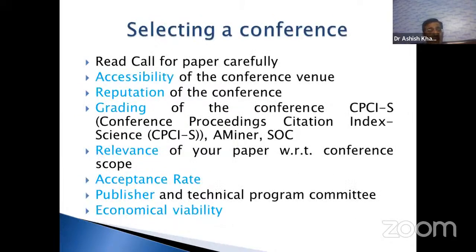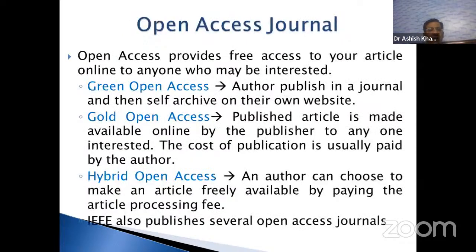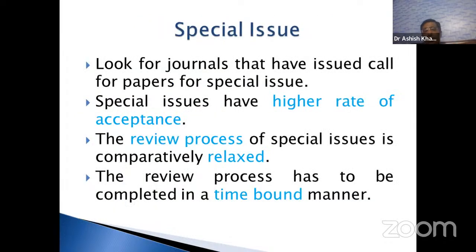When you are selecting a particular conference, it should be a graded, reputed conference. For example, Springer-based conferences or IEEE conferences are good conferences. Then open access. There is another myth related to open access journals, but all open access journals are not bad. Remember this thing. Special issues: the authors who are looking for faster results should go for special issues of the various journals.